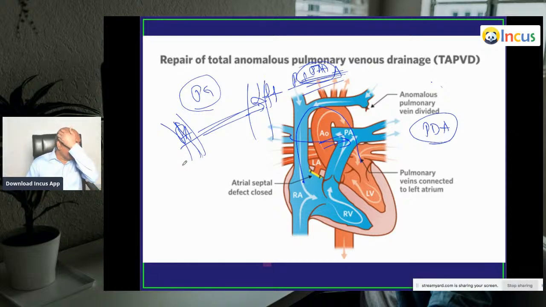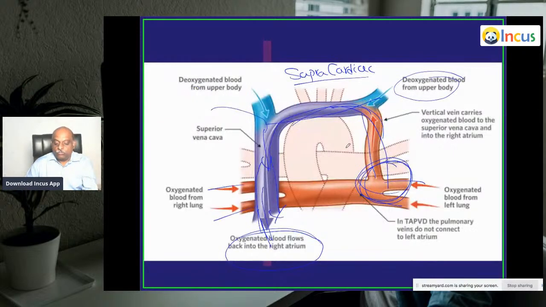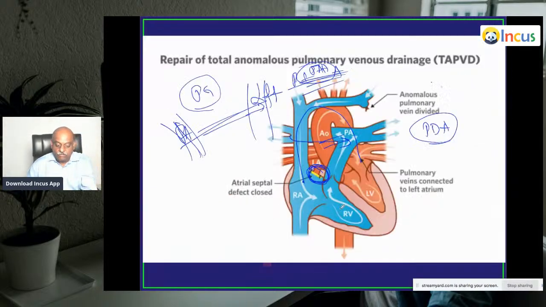Then one more way you can do is an atrial septostomy between the left and right atrium. You will create a hole, so that what will happen? Because of the TAPVC, whatever blood has gone from the left side to the right side will be brought back from the right side to the left side by creating the atrial septostomy. So that is the reason.